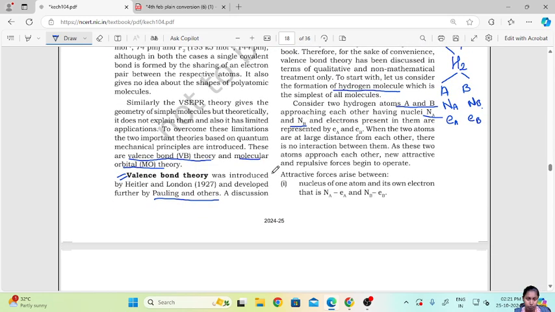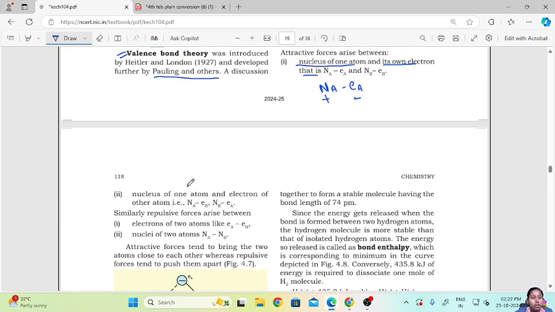Now, what are the attractive forces that arise between them? The attractive forces are basically between the nucleus of one atom and the electron of its own atom. Since the nucleus has protons associated with it, it is positive in nature, and electrons are negative in nature, so positive and negative will attract each other. Second will be the nucleus of one atom and the electron of the other atom. So there are two attractive forces that take place. First is where the nucleus and the electron are from the same atom.